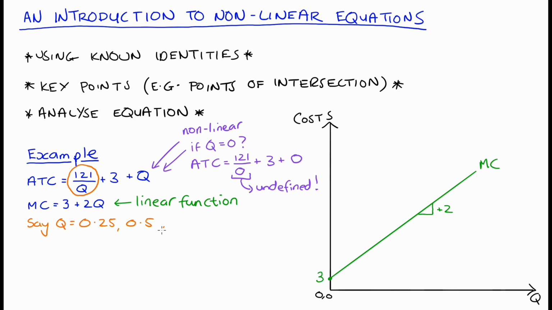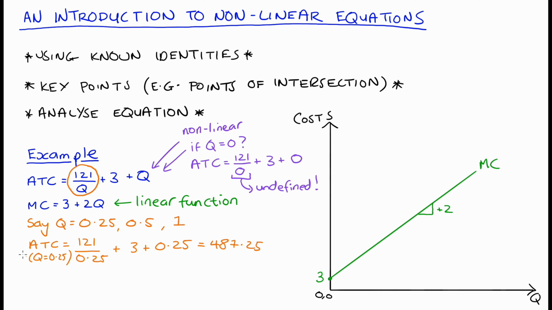So if average total cost at Q is equal to 0.25, well, that will be 121 over 0.25 plus 3 plus 0.25. And that's 487.25 if you work it out. And note that 487.25, the value of that is driven mostly by the value of that first term. So 121 over 0.25 is equal to 484.